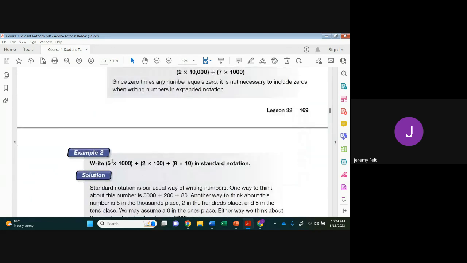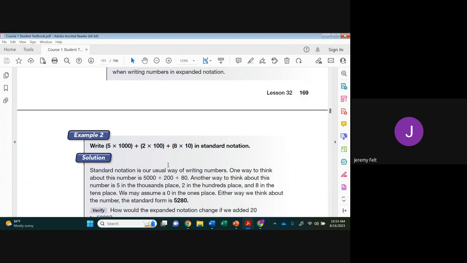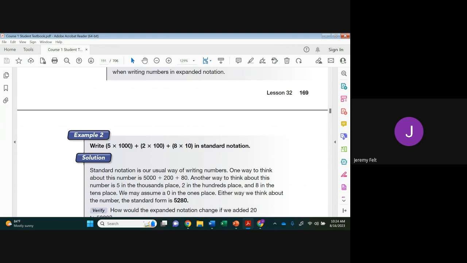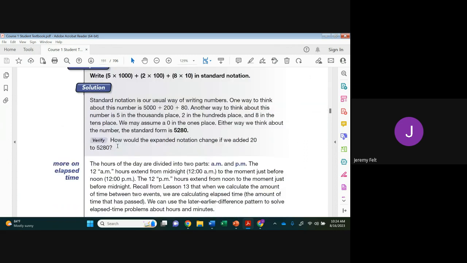And then if we're given 5 times 1,000 plus 2 times 100 plus 8 times 10, okay, well, 5 times 1,000 is 5,000. 2 times 100, 200, 8 times 10, 80. So 5,000 plus 200 plus 80, 5,280 is what we would write. Again, a zero's in the ones place, so we don't include that. And we could always check our work from expanded to standard or standard to expanded by just making sure that this is equivalent to this, which if we punch that into our calculator and perform the calculation, it would be.